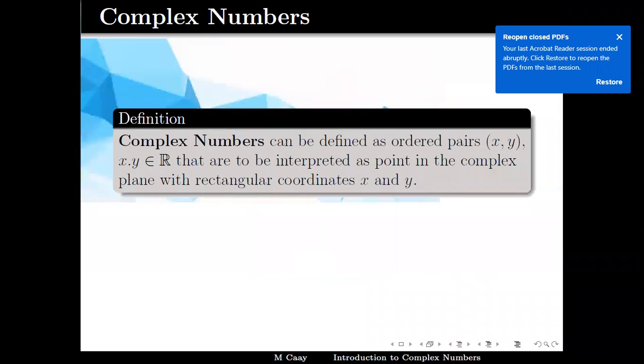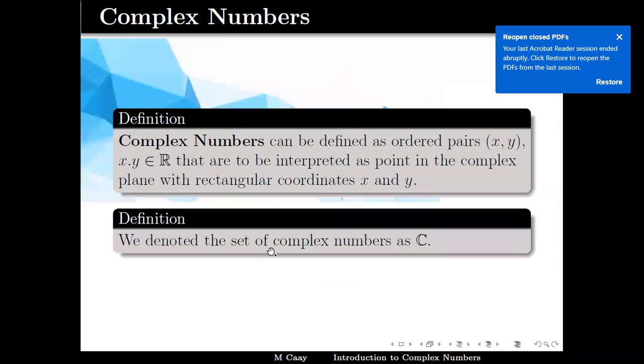Complex numbers can be defined as ordered pairs (x, y), provided that x, y are elements of the real numbers. And these numbers are to be interpreted as points in the complex plane with rectangular coordinates x and y. Now, we denote the set of complex numbers by this symbol, like a letter C with a double stroke. This one, however, is actually the set of real numbers.